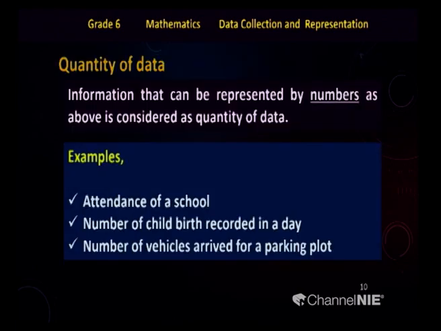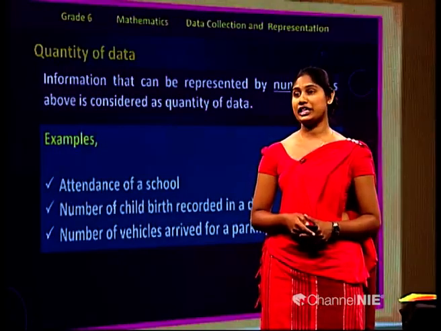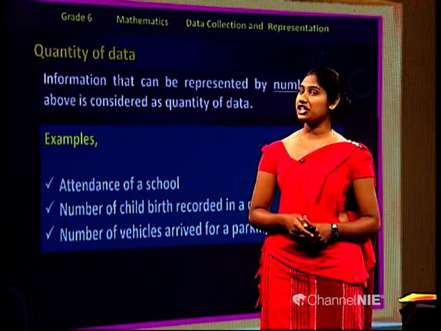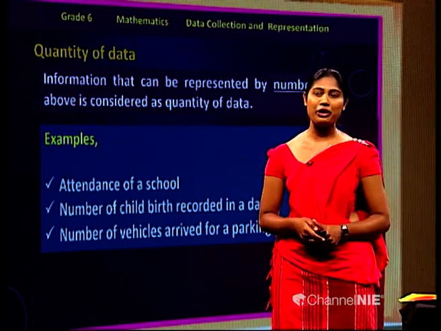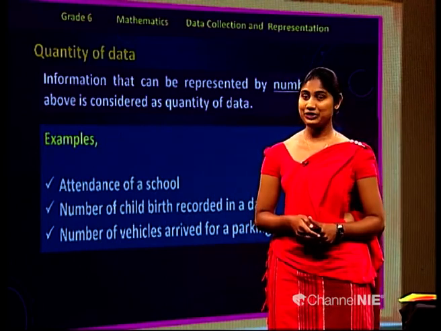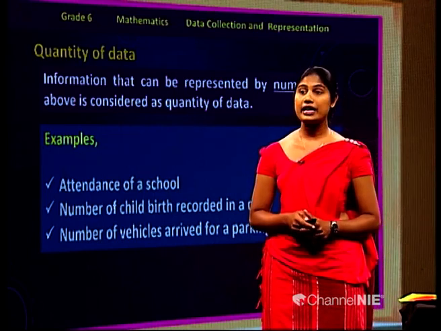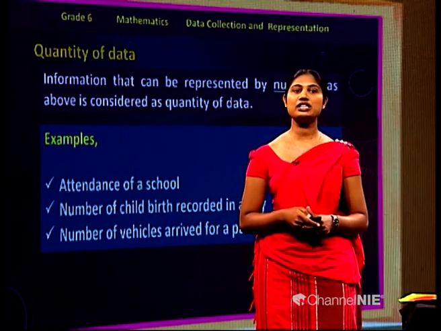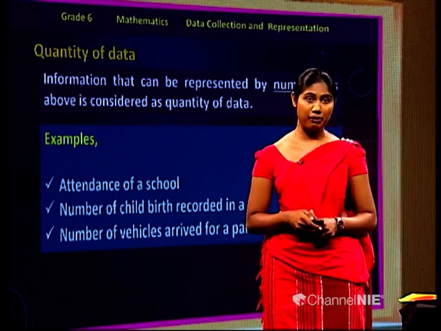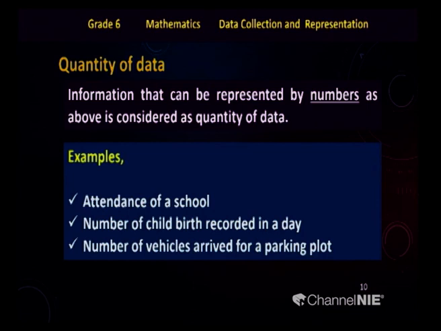Now, an important thing of this lesson is quantity of data. What do you mean by quantity of data, children? Do you know that? It is information that can be represented by numbers. Information that can be represented by numbers as above is considered quantity of data. The special thing here is numbers. What are the examples? You can give so many examples for us.